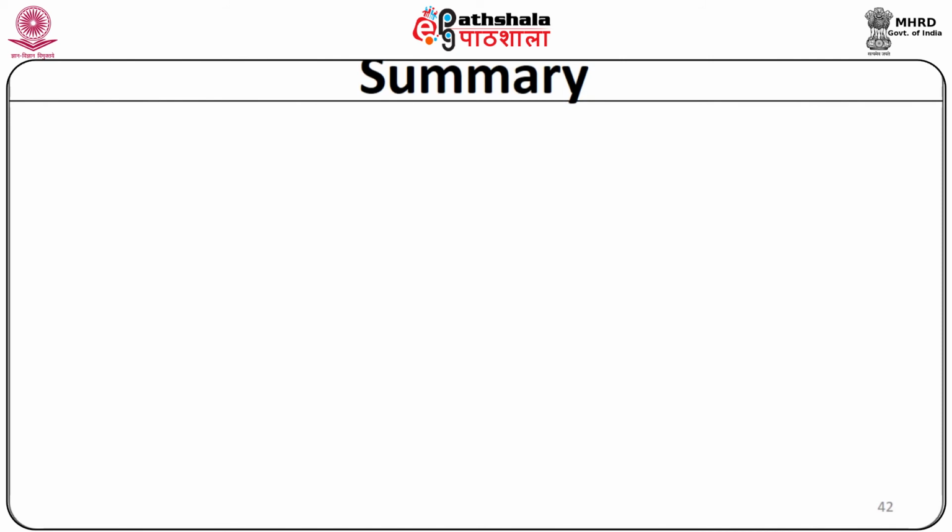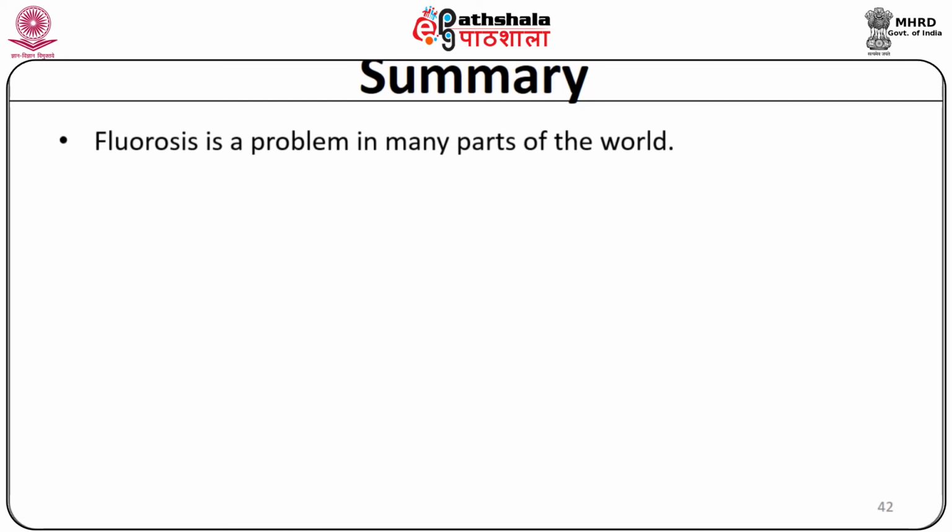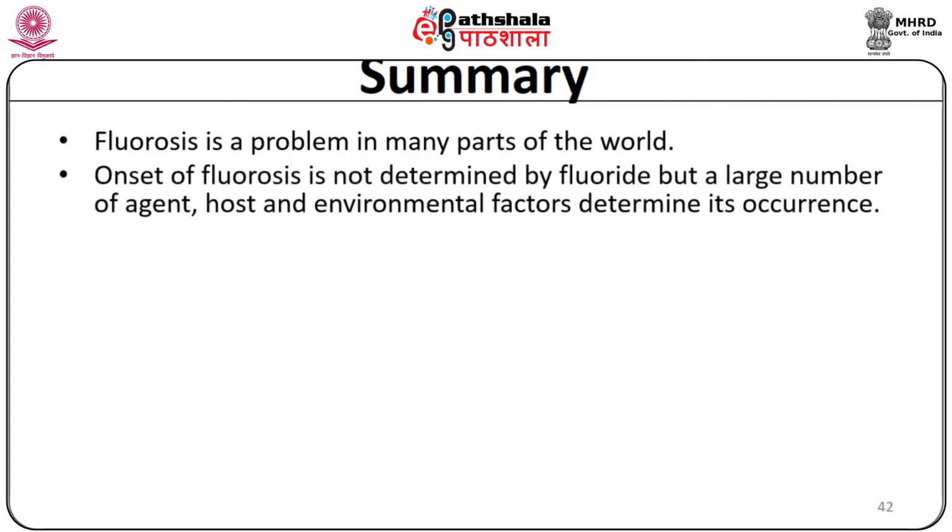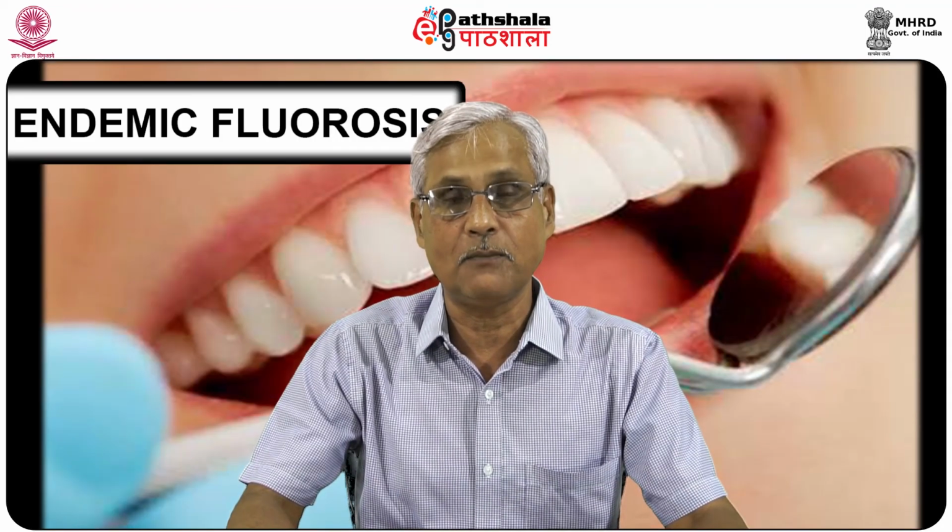Finally, coming to the summary part, I would like to conclude the entire discussion. We identified that fluorosis is an important problem in many parts of the world. And there are many areas in the country, particularly in India, where fluorosis has become endemic. Not only endemic, but it is becoming a serious problem nowadays. Onset of fluorosis is not determined by fluoride alone, but a large number of agent, host and environmental factors determine its occurrence.